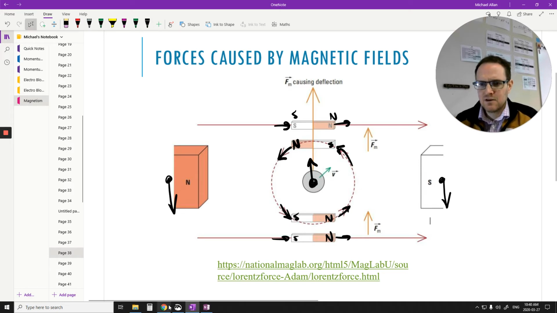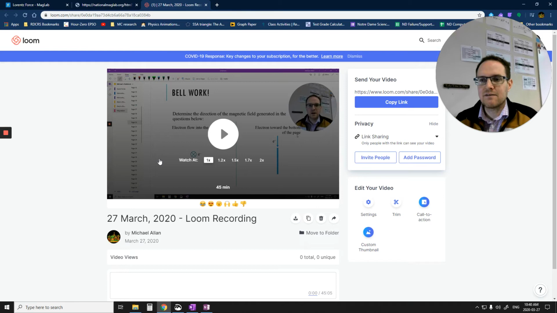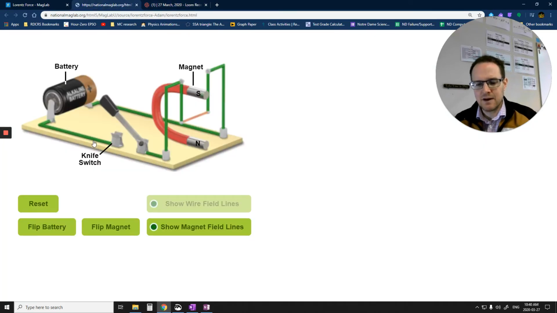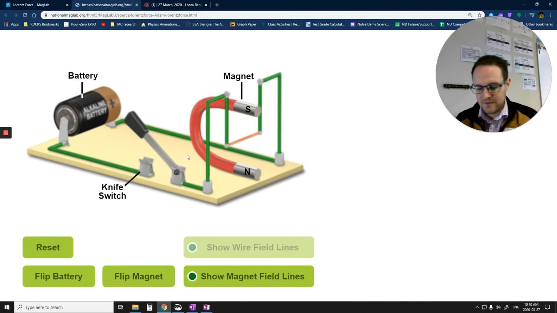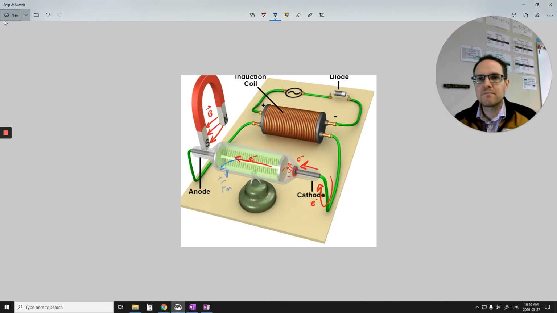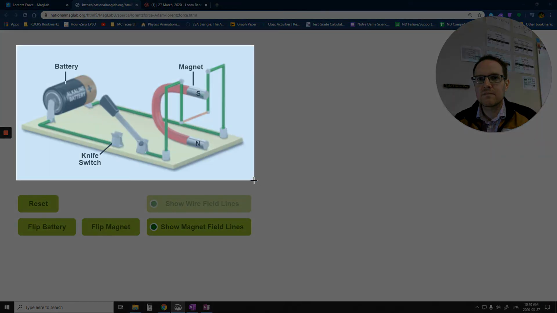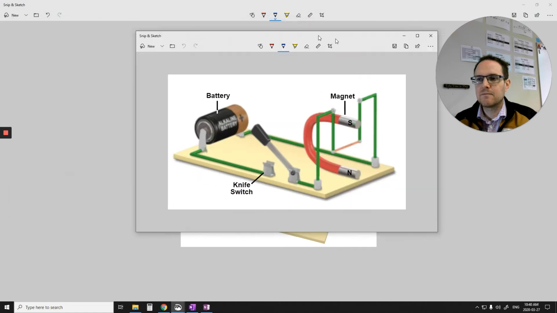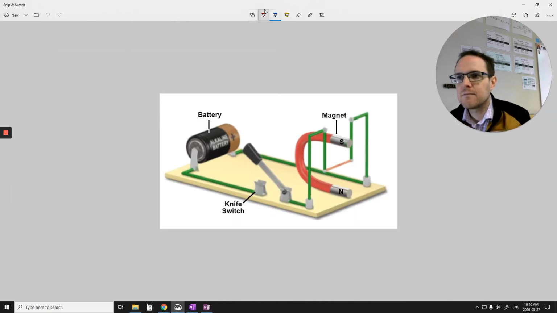Now let's load up one of these MagLab applets that I have here. Let's look at this MagLab that we have. Okay. So here's the MagLab. Let's create a little new snip. Okay, so here's my applet. Now a battery here, the electrons are going to flow out of the south, the negative part. So my electrons are going to flow this direction.